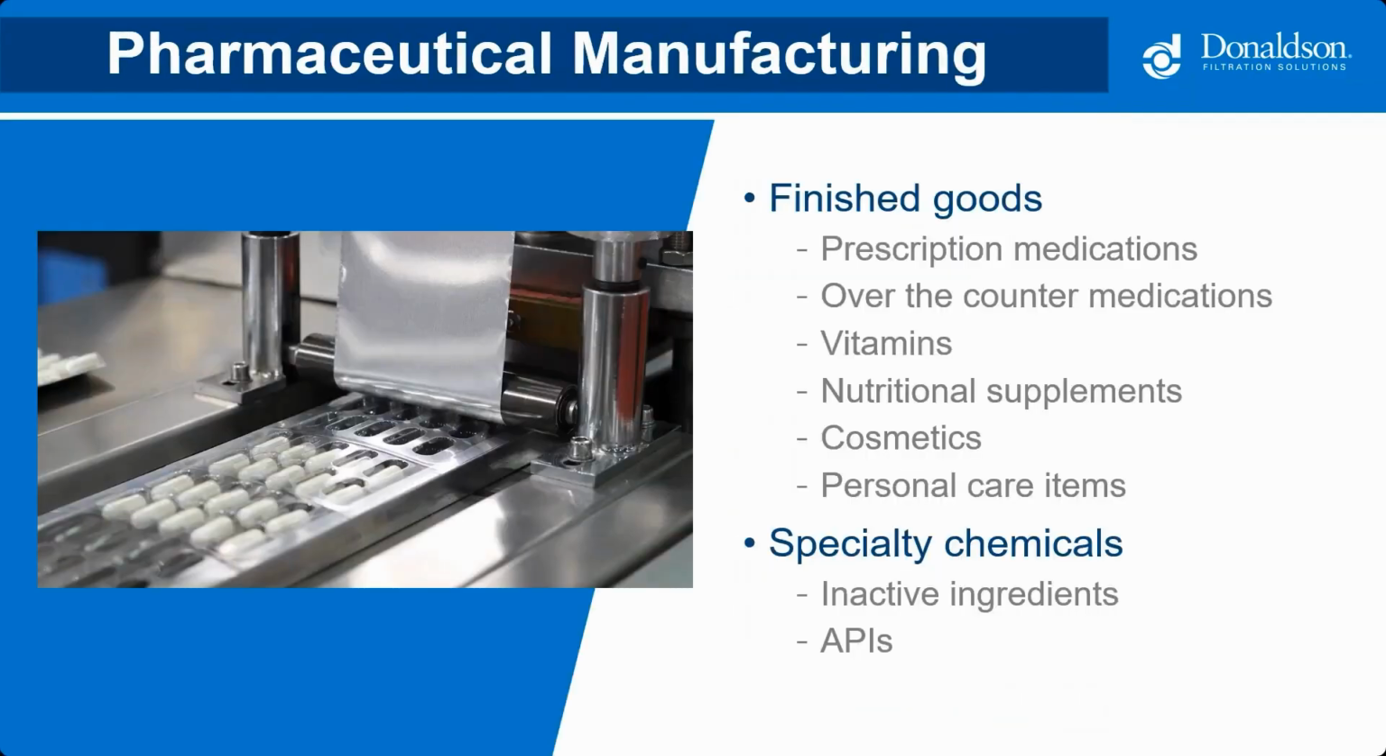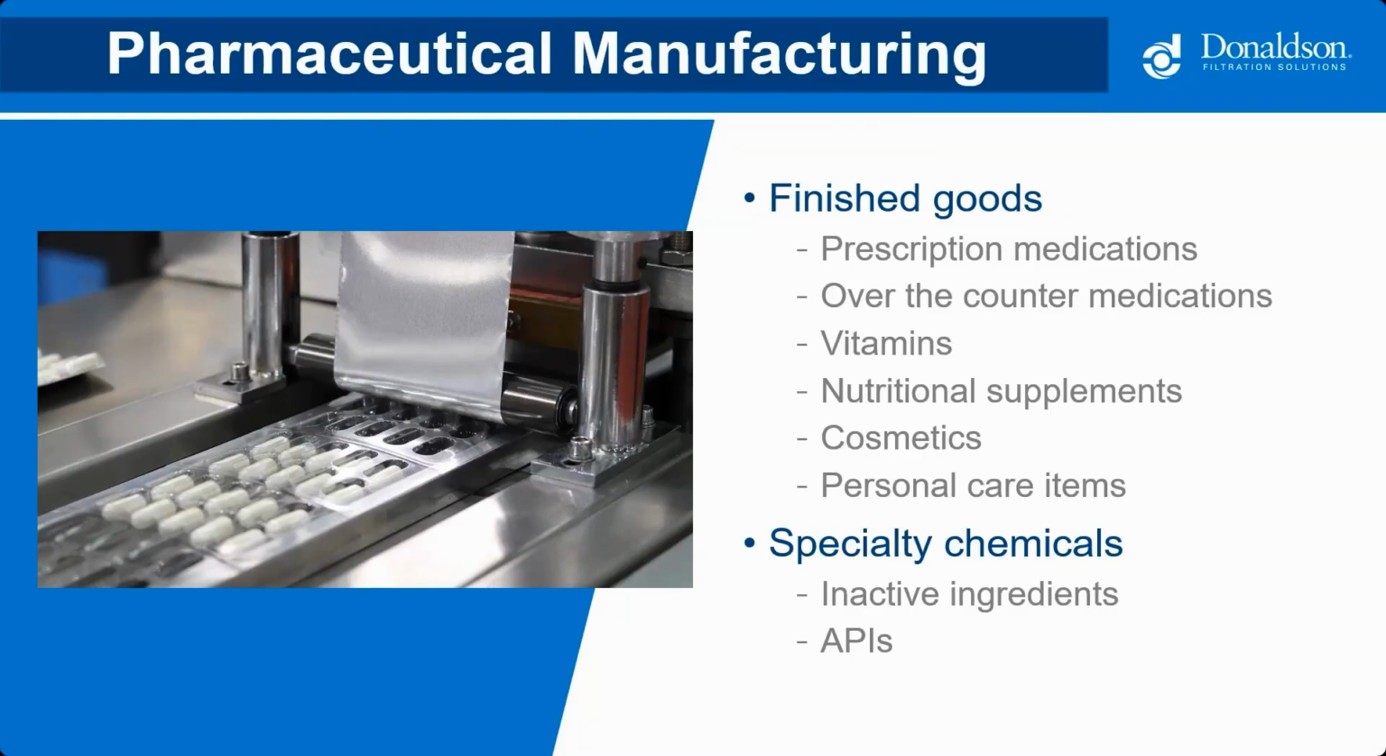So pharmaceutical manufacturing is a diverse and evolving industry that develops and manufactures consumable products for health and nutritional purposes. Typically, products fall into one of two categories. You have finished goods and specialty chemicals. Finished goods, we're specifically talking about prescription medications, over-the-counter medications, vitamins, nutritional supplements, cosmetics, and personal care items.